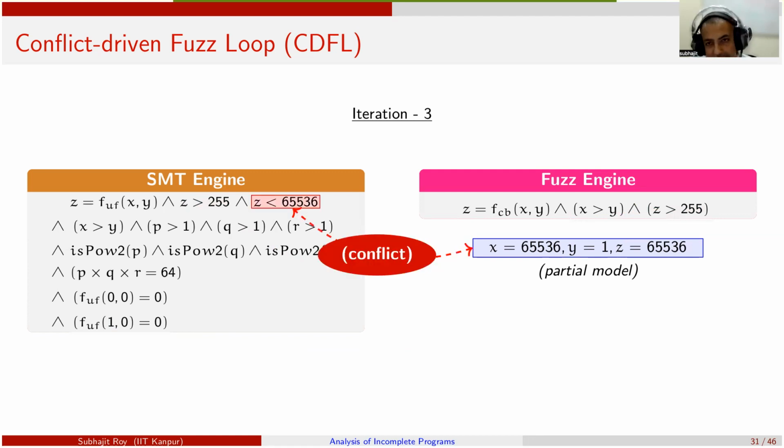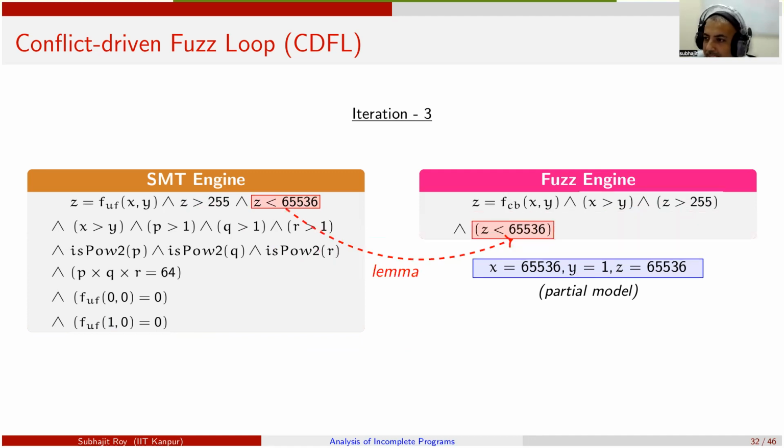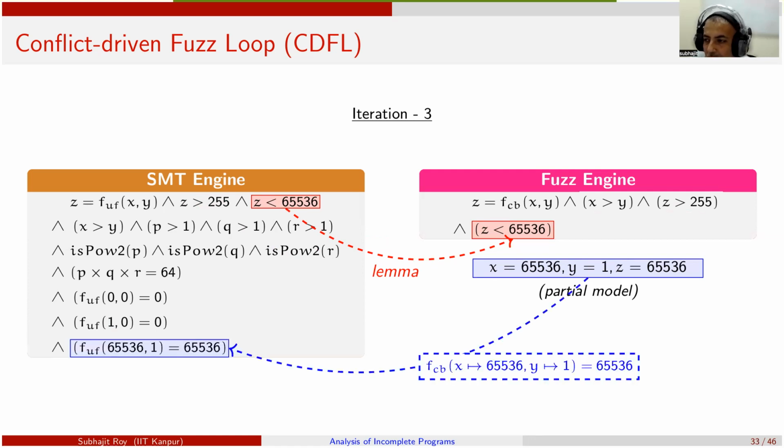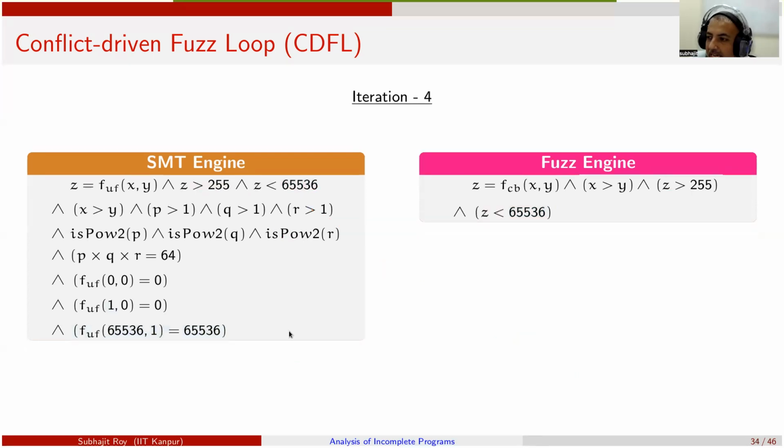And we again get a conflict. It knows that Z must be less than this particular value. We learn a new lemma back from the SMT engine. So it again learns that with 6, 6, 5, 5, 3, 6, and 1, you must get back the same number back. And the same thing continues.